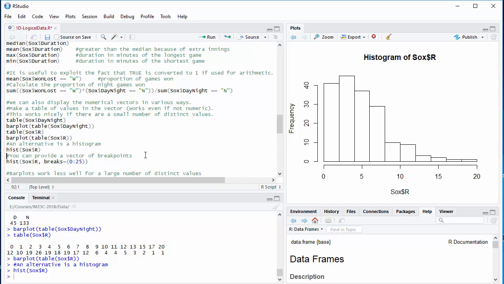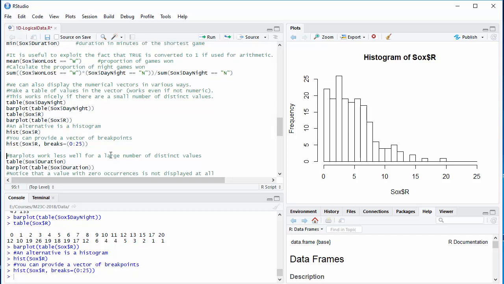But if you don't like the way the histogram is putting them into bins, there are ways of specifying the breaks in the histogram, and here I said I'd like breaks on all the integers between 0 and 25, and now I have 0 runs, 1 run, and so on, and you'll notice that we have a blank column in the histogram for 14, 16, 18, and 19 runs scored.